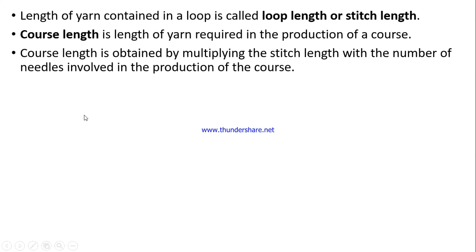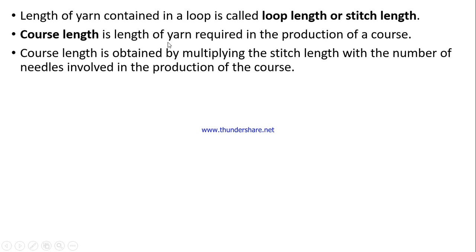The length of the yarn contained in a loop is called loop length or stitch length. So the amount of length of yarn which is required to form a single loop, that is called loop length or stitch length.